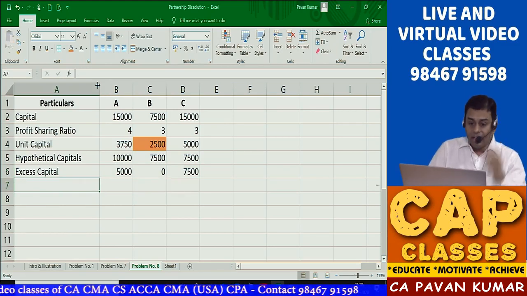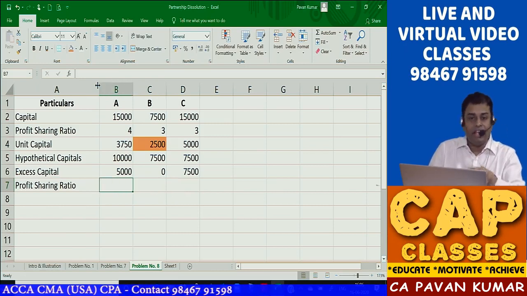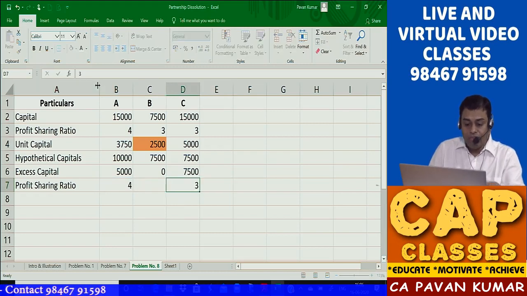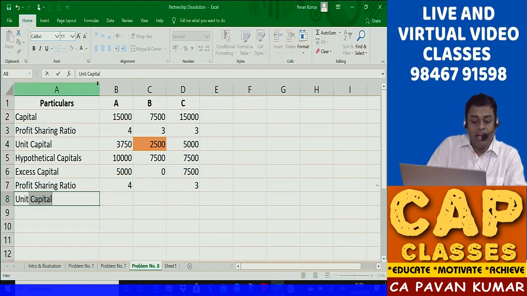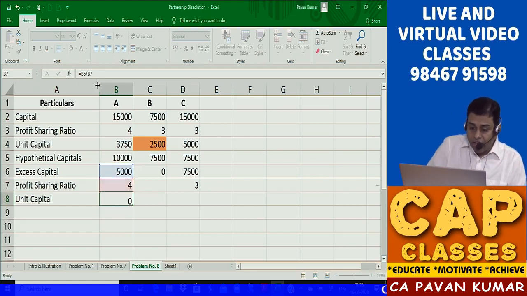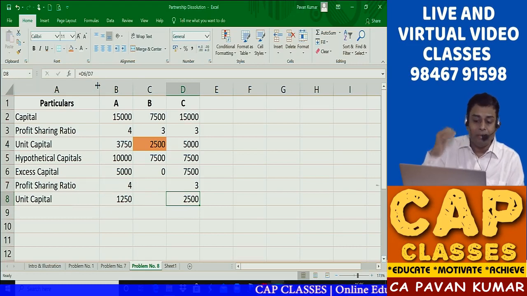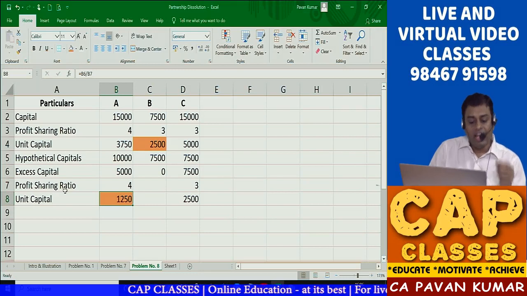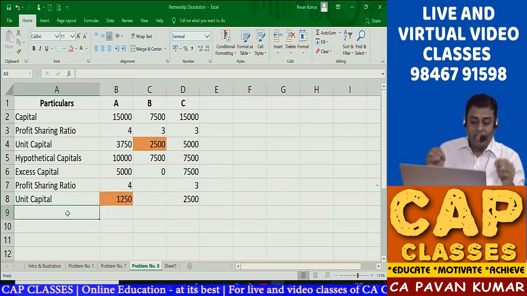Then take again profit sharing only between A and C. Why? B is ruled out now. So A is 4 units, C is 3 units, 4:3. Again calculate unit capital, round 2. Unit capital round 2 is 5,000 divided by 4, it is 1,250. For the other guy, 7,500 divided by 3, it is 2,500. So which is the lowest? 1,250. So take 1,250 as the basis.